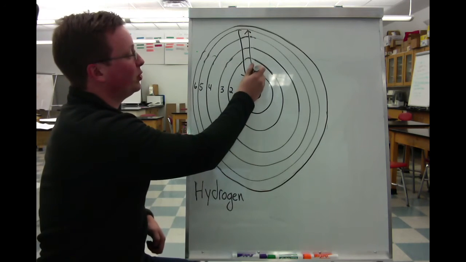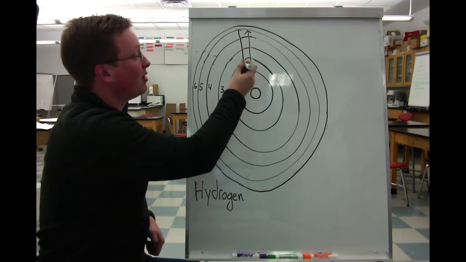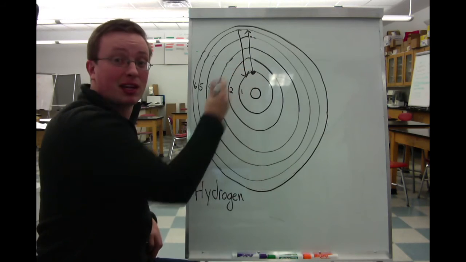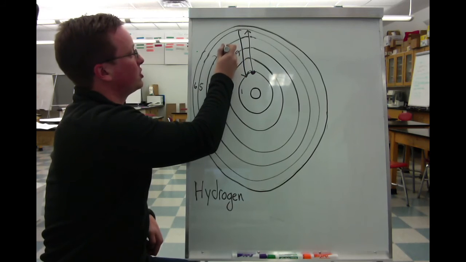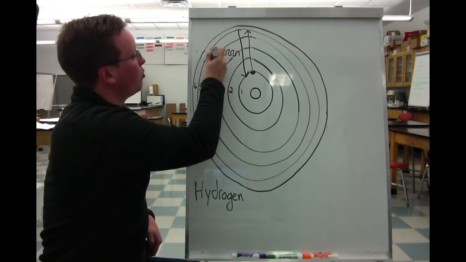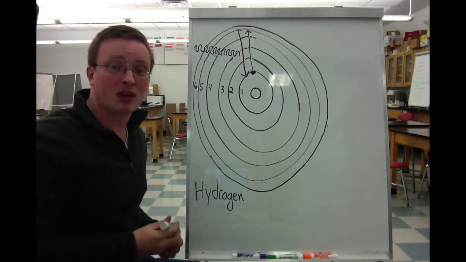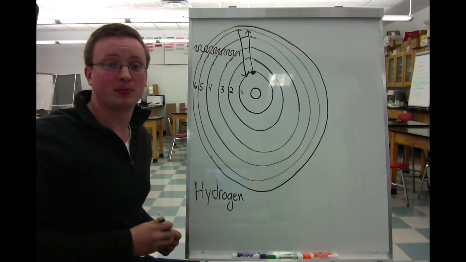However, remember, we gave it a lot more energy than we did before. Therefore, it's going to release a lot more energy than it did before. When it does that, we get a wavelength that is much smaller than our previous one. Remember, wavelength and energy are inverse. The higher the energy, the smaller the wavelength.